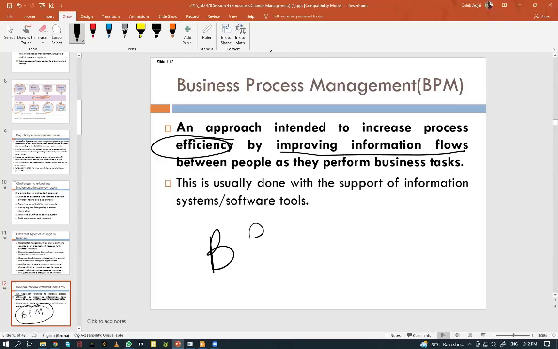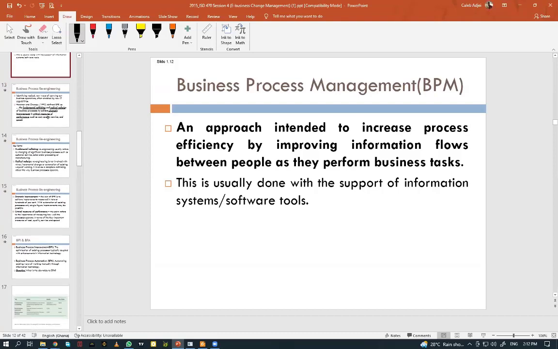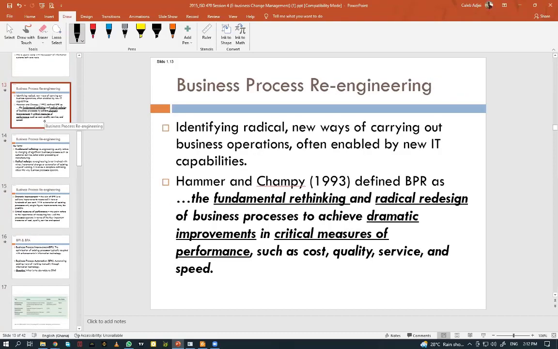And this is usually done with the support of information systems or software tools. Now, what is business process re-engineering? It means that the business process has been engineered already, and we are trying to find a way to re-engineer it. How do we re-engineer it? We first need to identify radical new ways of carrying out business operations, which are often enabled by new IT capabilities.